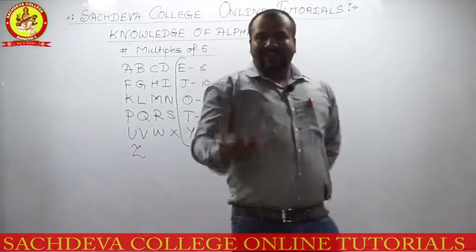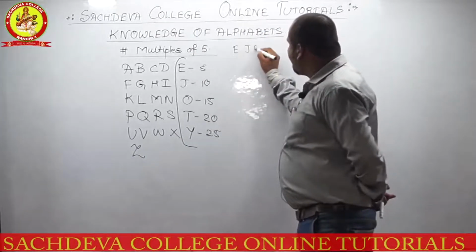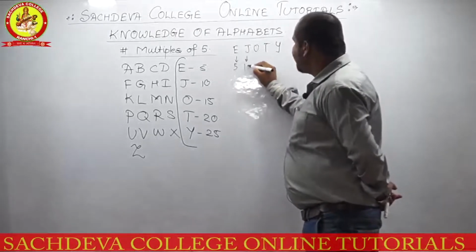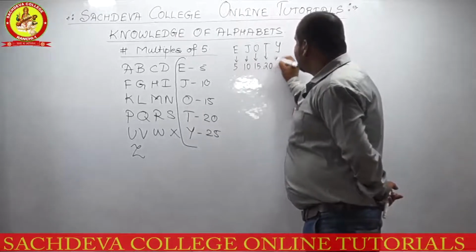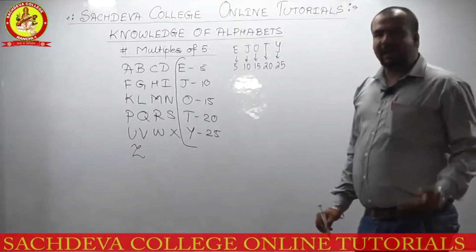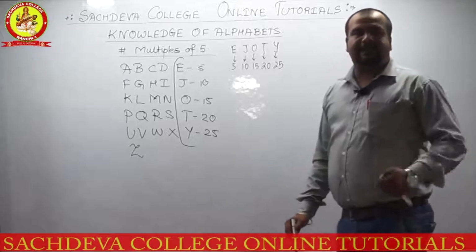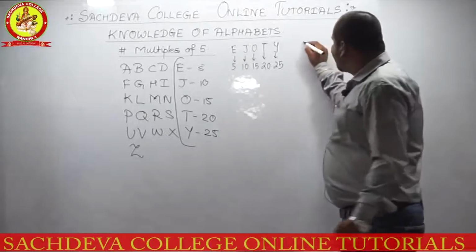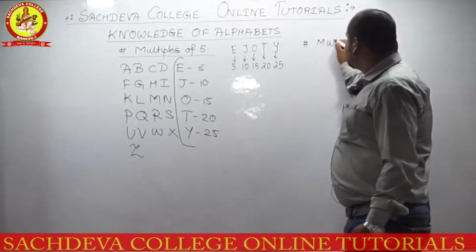Now, we can remember this E, J, O, T, Y: E5, J10, O15, T20, Y25. Yes or no? But while we have EJOTY, we are not able to just see an alphabet and recognize its place value. So for that, we make it much more concise. That is multiples of 3.